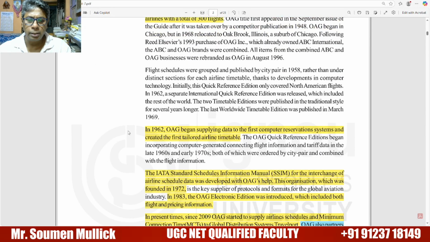Next important milestone, in 1962. In 1962, OAG began supplying data to the first computer reservation system and created the first tailored airline timetable. It is a very important point.